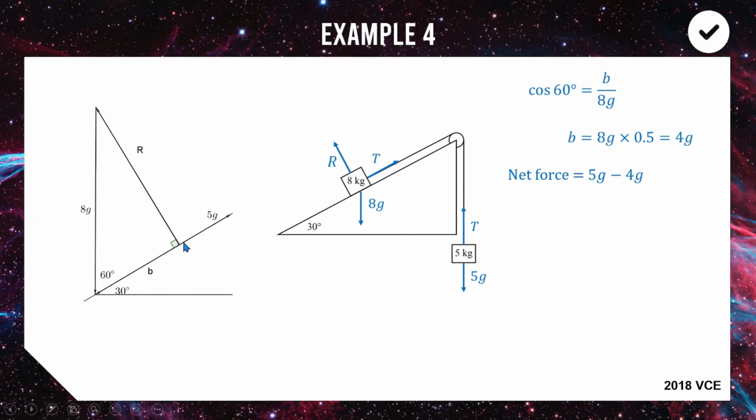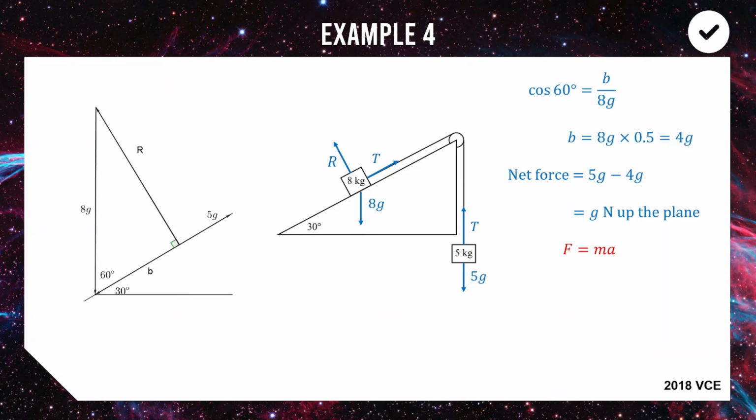But there's a force of 5g pulling us up the plane because of the weight of this box right here. So for our net force, we have 5g going up and we have 4g going down. So our resulting force is positive 1g going up the plane. Okay, so there's our force. Let's write our force equation. Force is equal to mass times acceleration.